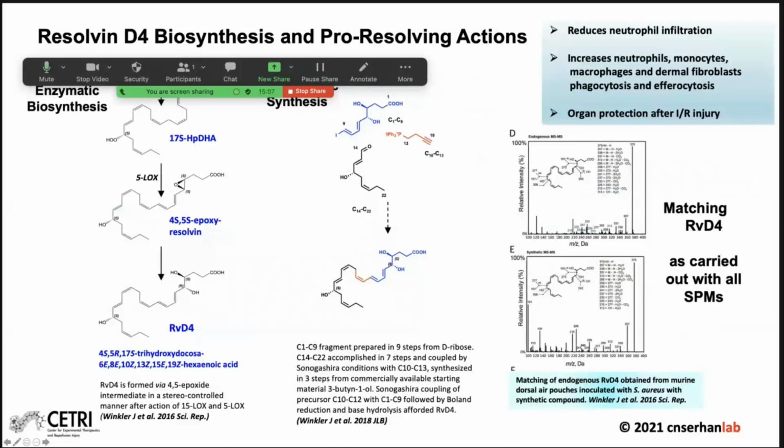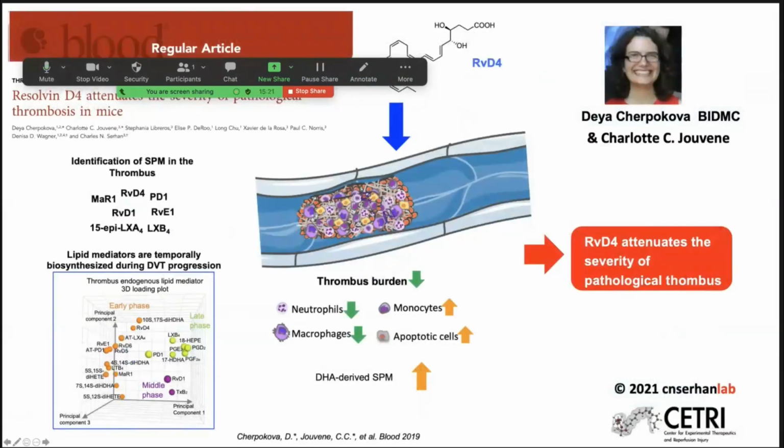So we worked out the biosynthesis of Resolvin D4 earlier, its total organic synthesis, and the matching of the physical properties of the synthetic material along with the biologic, as we have for each of the pro-resolving mediators, and added back solely Resolvin D4 in the system and found that it reduced the thrombus burden by stimulating resolution of thrombus, increasing apoptotic cells, and therefore Resolvin D4 attenuated the severity of the pathologic thrombus.